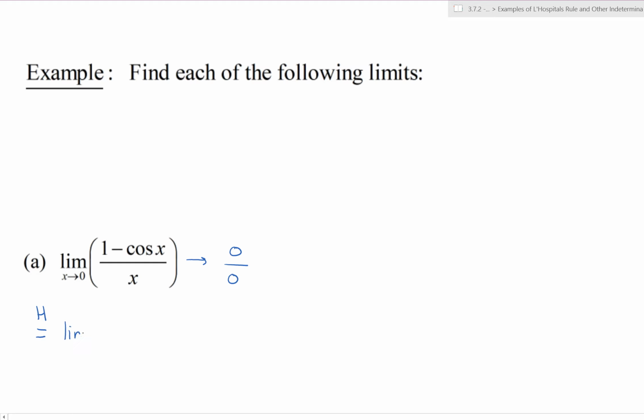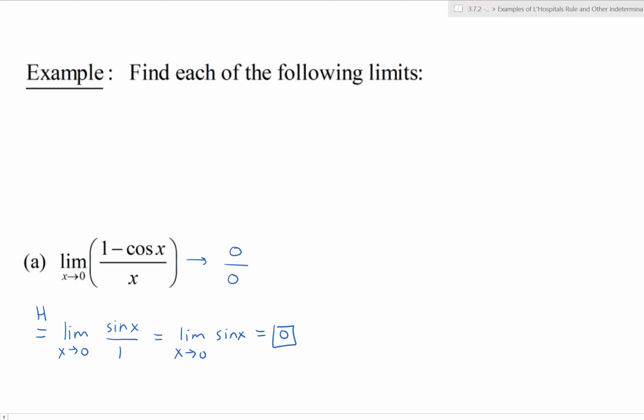This is going to be the same as the limit as x goes to 0 of, well, what does the rule say? Differentiate the numerator. When we differentiate the numerator, we get sine of x, right? The derivative of 1 is 0. The derivative of cosine of x with respect to x is negative sine of x, and that negative makes it sine x. In the denominator, the derivative of x is just 1. So this is the same as the limit as x goes to 0 of sine of x, which is 0.